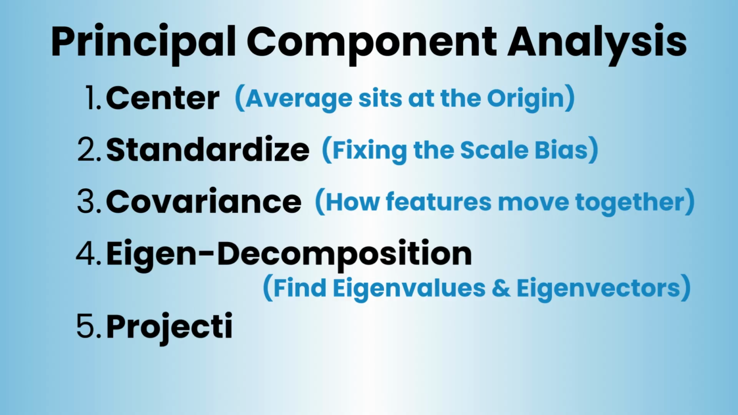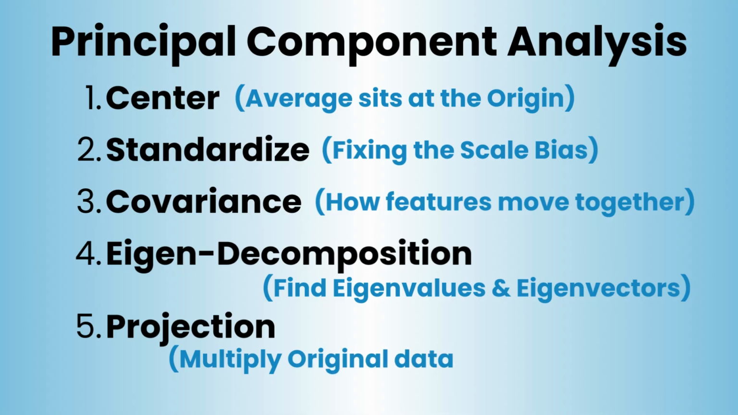And the last step is projection. We multiply our original data by these eigenvectors. This effectively rotates the dataset, aligning the useful signal with the axis and pushing the noise to the side.